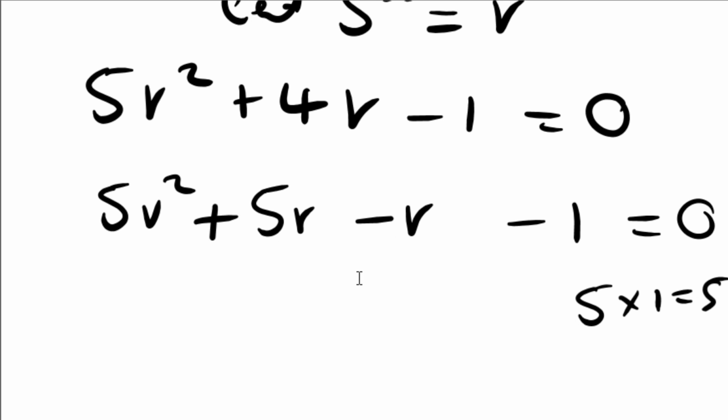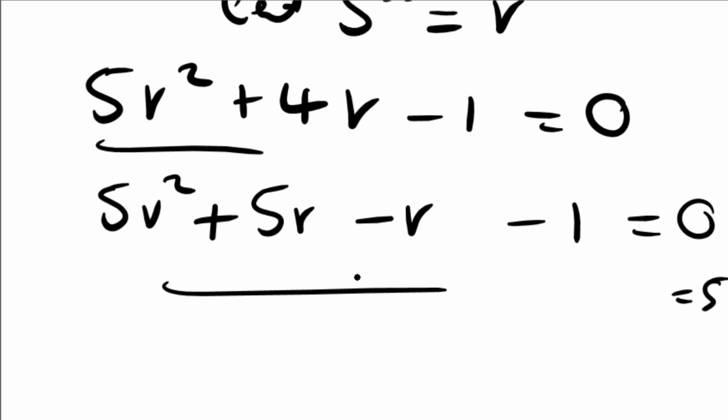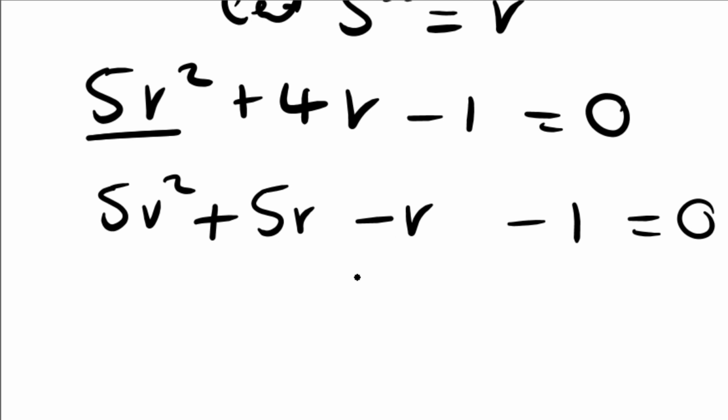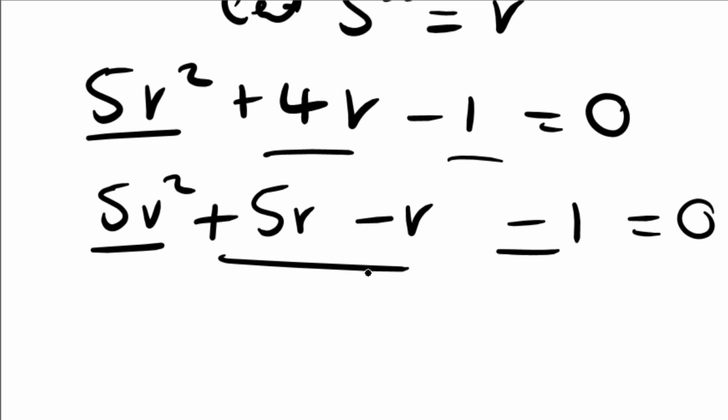If you read this, it reads the same as the one that we had initially. It will read as 5r squared plus 5r minus r is 4r, minus 1 equals 0. We are good to go.